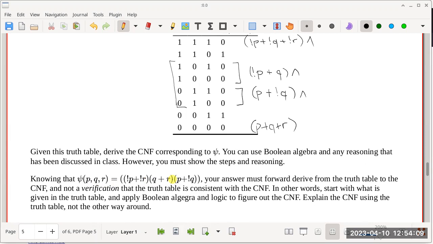Your answer must forward derive from the truth table to the CNF, and not be a verification that the truth table is consistent with the CNF. In other words, in the very same question, I give you the CNF already, but I'm also asking you to show me how to derive it. You can think of it as I show you where you are, I can show you where you need to be, and you need to tell me what route you're going to take to get there.